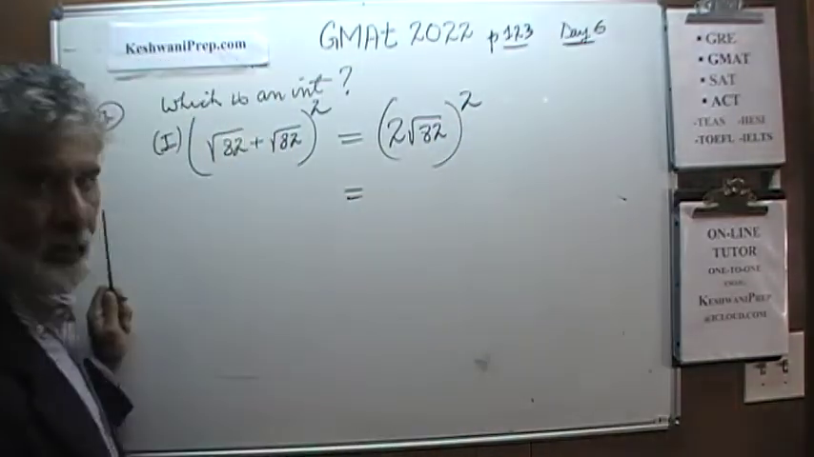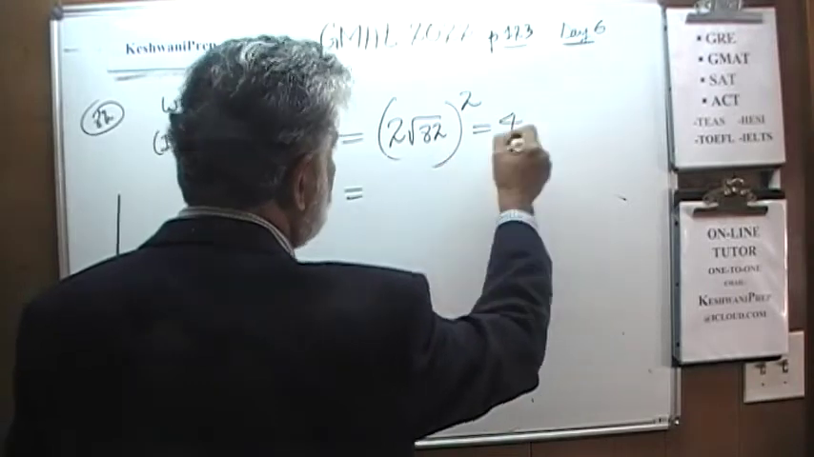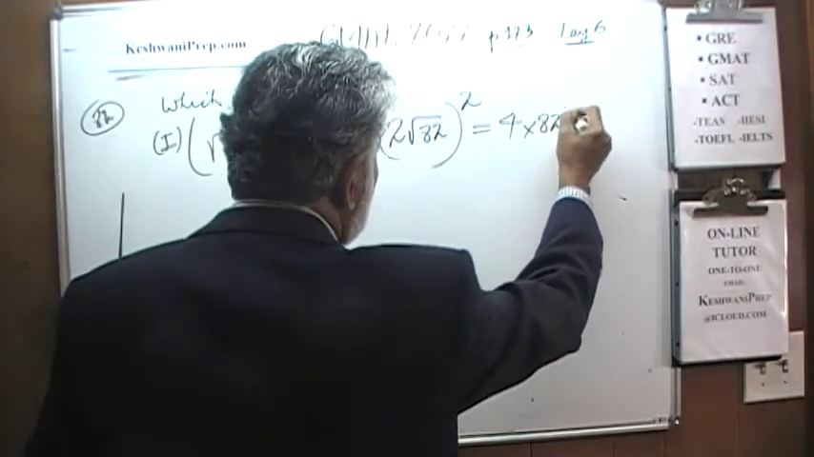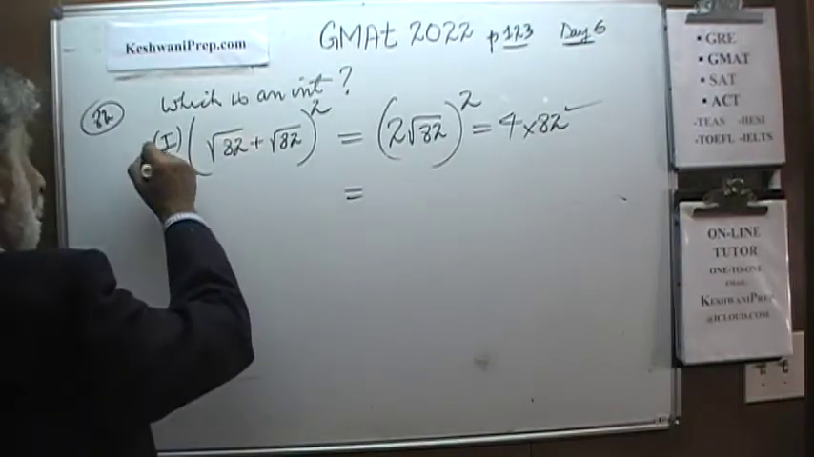Now when we square it, 2 becomes 4, and the square of root 82 is just 82. What that is, we don't really care. The point is 4 times 82 is an integer. The first quantity is an integer.